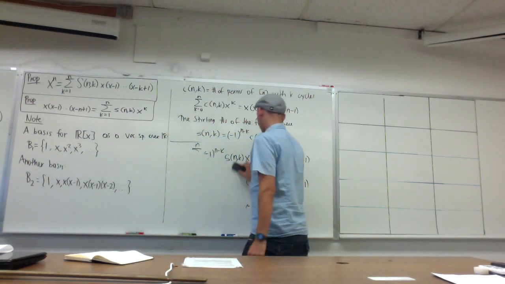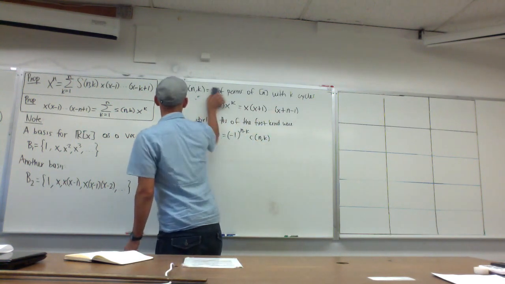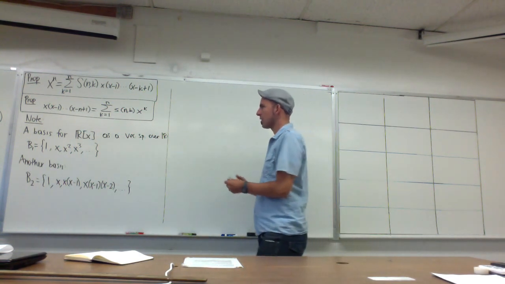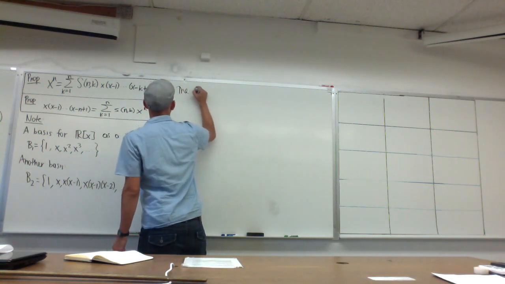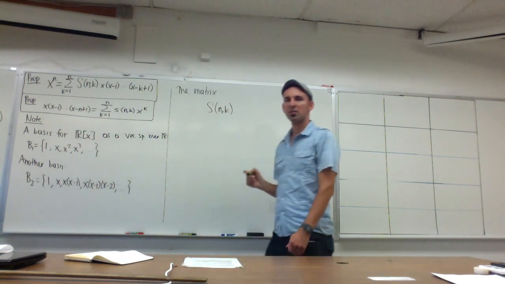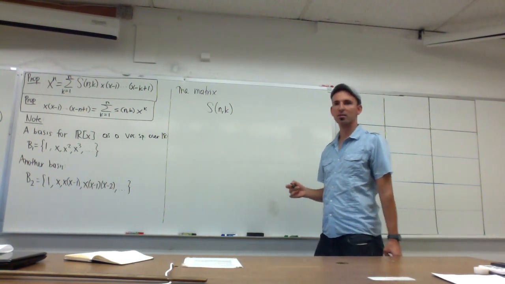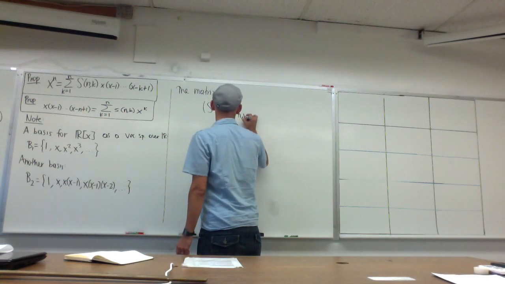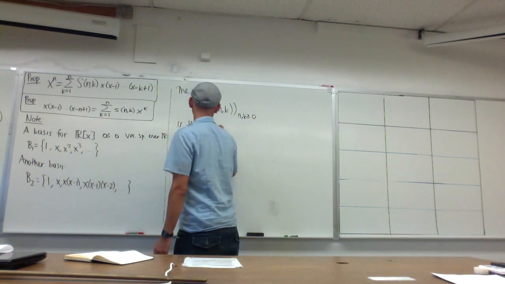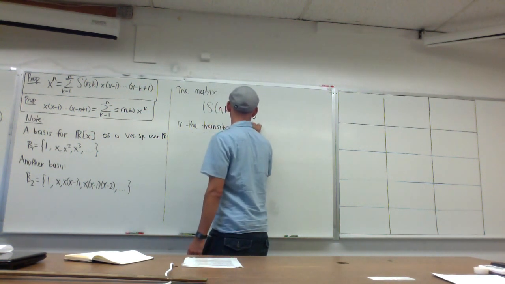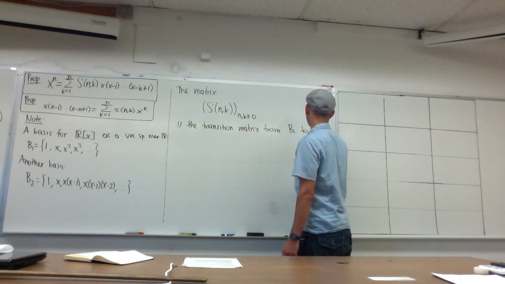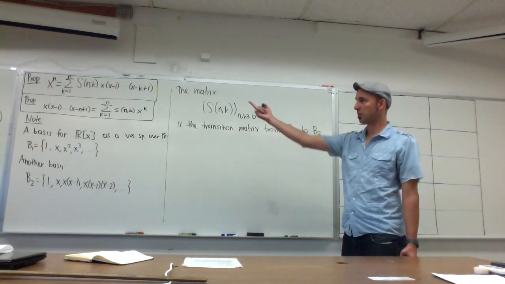And so when I have that, then I can really frame this in terms of linear algebra. And I can say that the matrix, if I make a square, infinite matrix of all the s of n comma k's, then this is the transition matrix when I want to go from basis B1 to basis B2. That's exactly what this says.